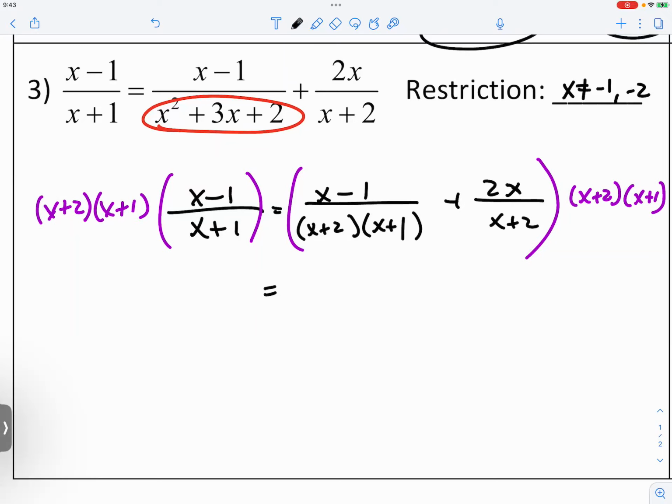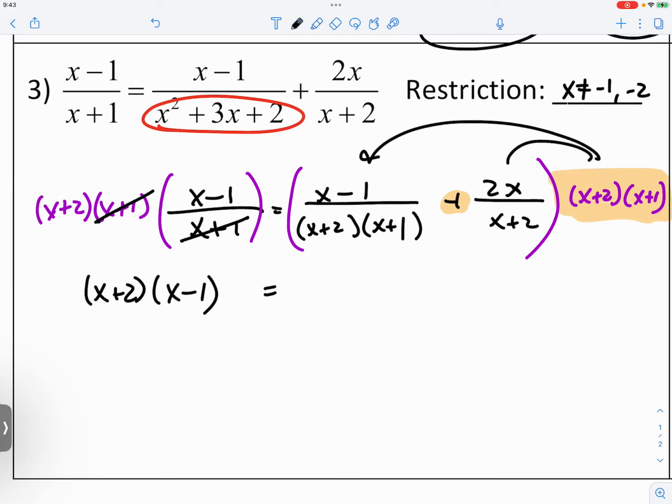So on the left, the x plus 1 will be gone. So you have x plus 2 times x minus 1. Okay, we'll go ahead and expand this in a moment. Just leave it there for now. On the right-hand side, we've got two fractions and they're adding. So this so-called common denominator that we multiply would get distributed to both. So don't forget that we are distributing here.